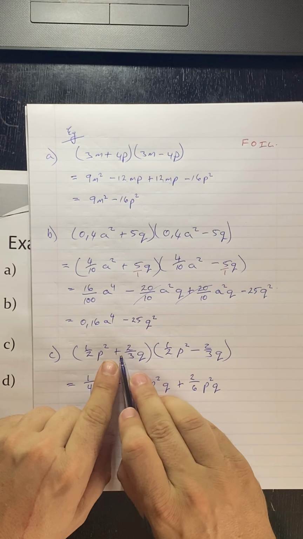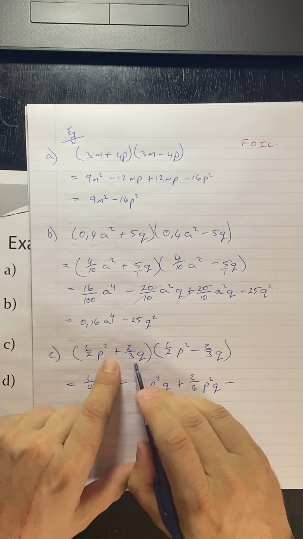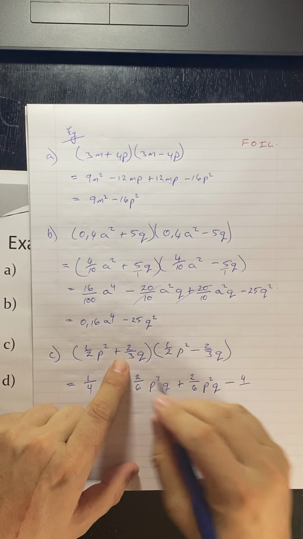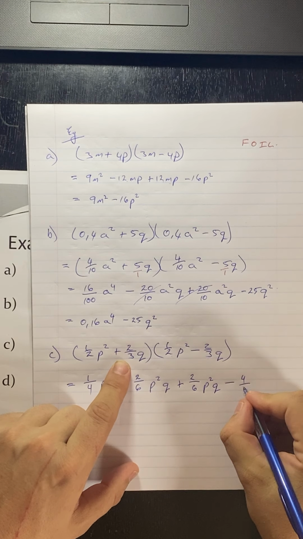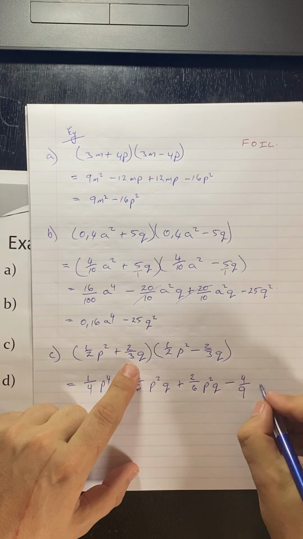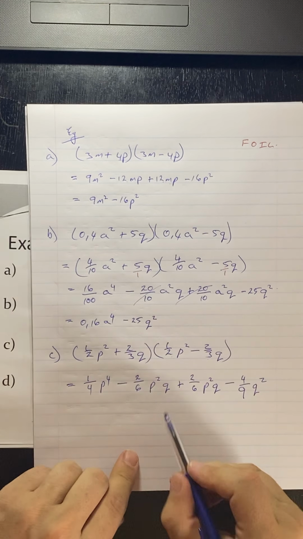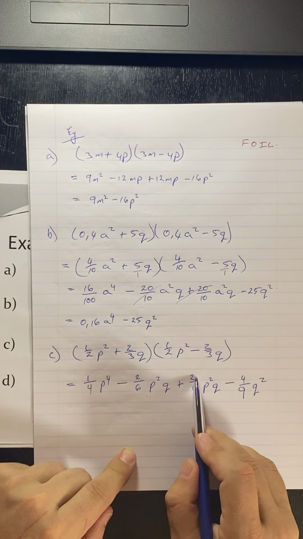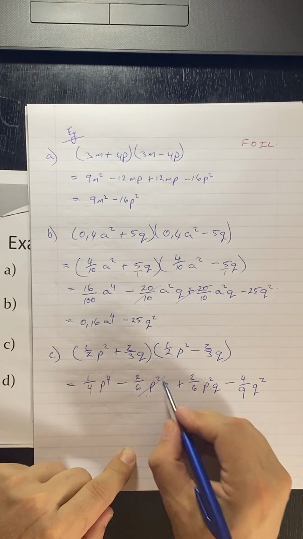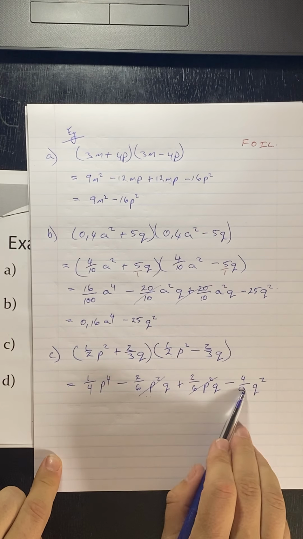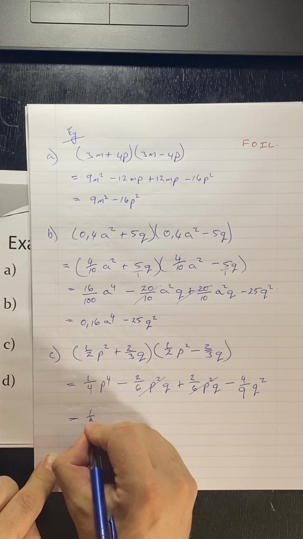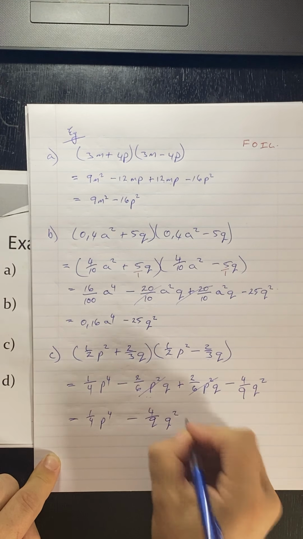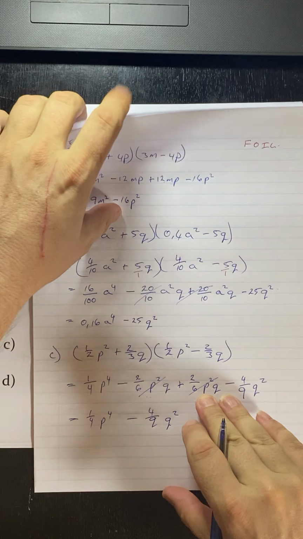Then we do the lasts. Positive and a negative gives us the negative. Top with top, bottom with bottom. So we've got 2 times 2 is 4. 3 times 3 is 9. And then q times q is q squared. These will cancel. Negative 2 over 6 p squared q plus 2 over 6 p squared q. They cancel, and what are we left with? That one and that one. So 1 over 4 p to the 4 minus 4 over 9 q squared. Okay, next example.